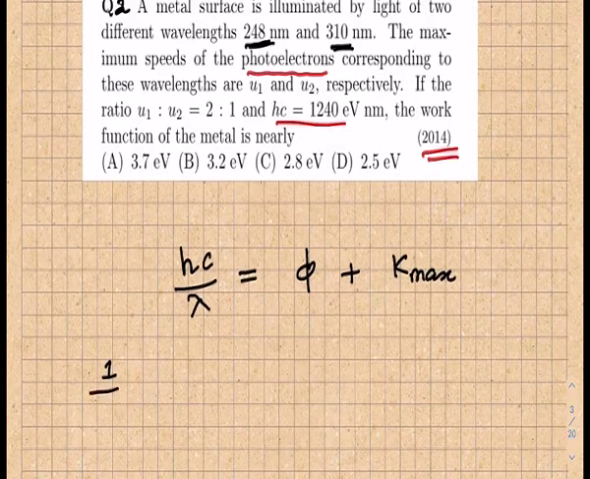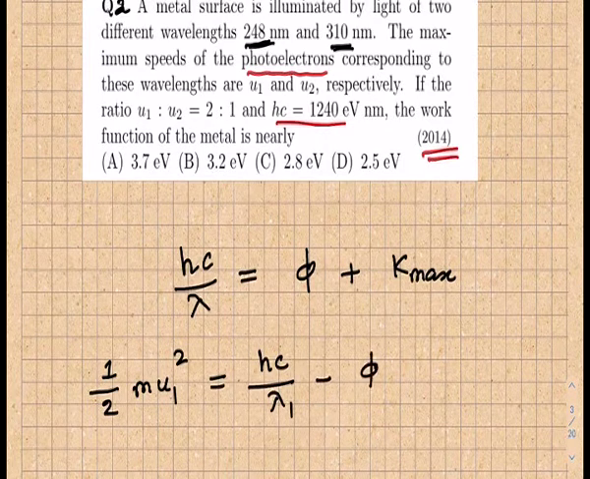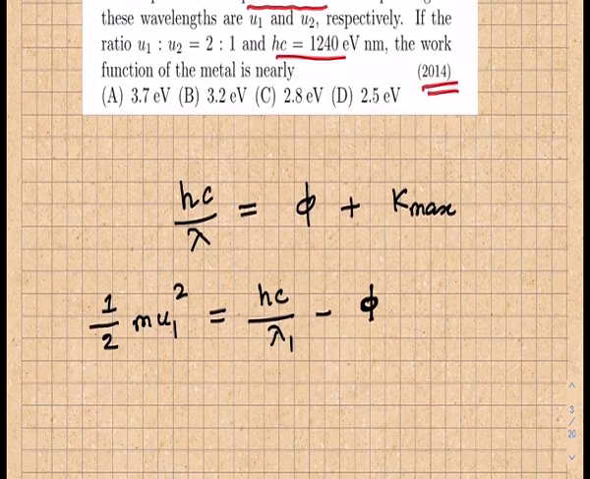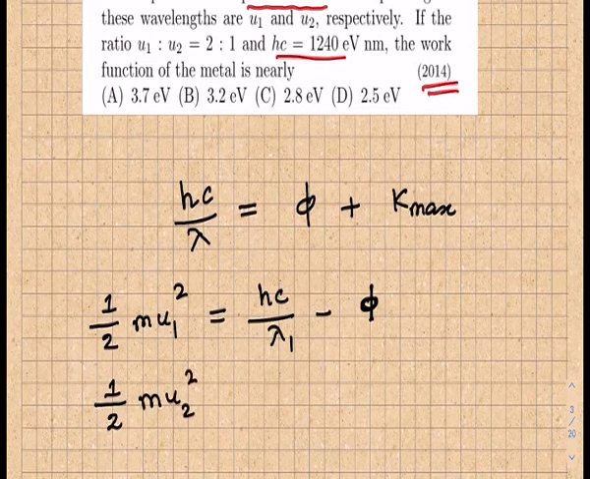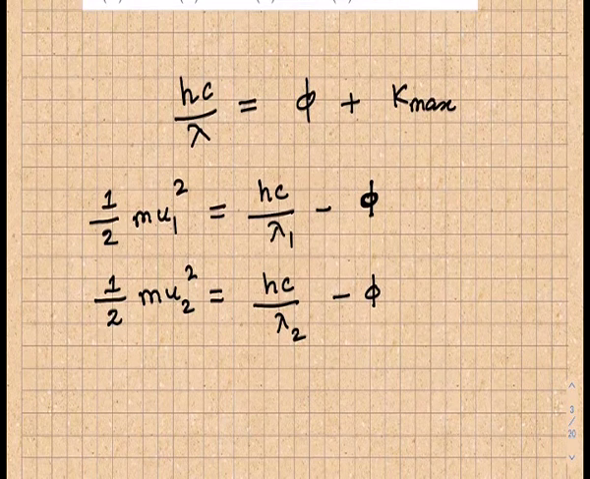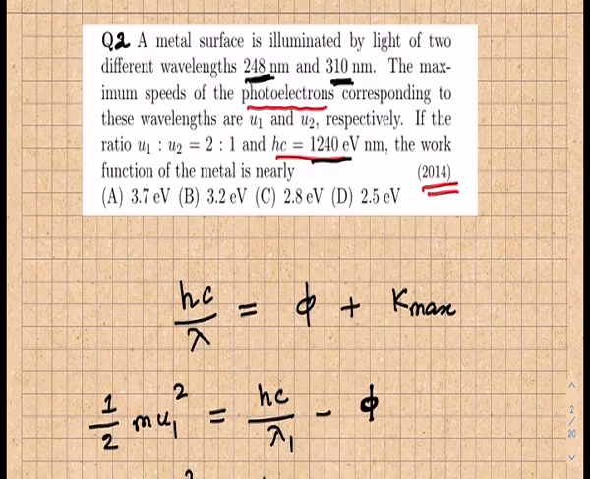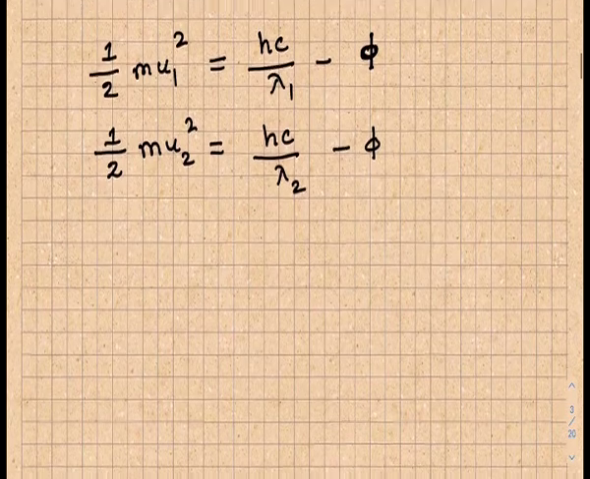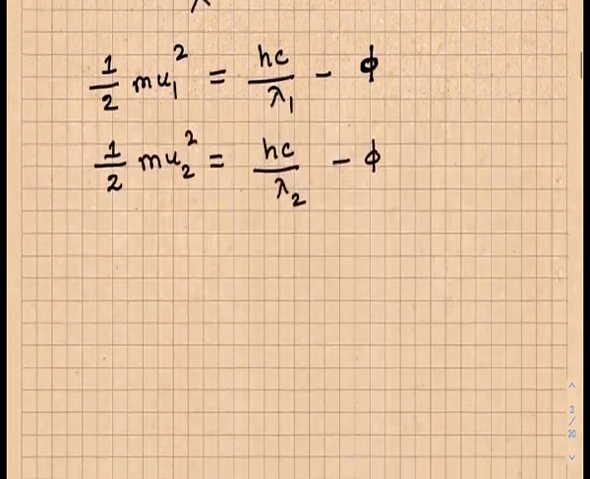So I can write half m u1 square is equal to hc by lambda 1 minus phi. It is going to be the same phi because different wavelengths are getting incident on the same metal, so work function is a property of the metal. It is not going to change, it remains the same for both cases. In the other case, half m u2 square is equal to hc by lambda 2 minus phi. Here hc is given to be 1240 electron volt nanometer, lambda 1 is 248 nanometer, and lambda 2 is 310 nanometer.